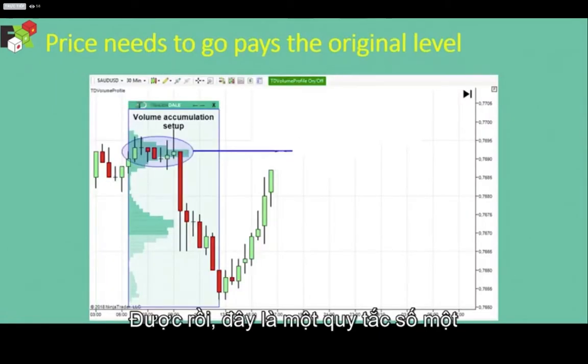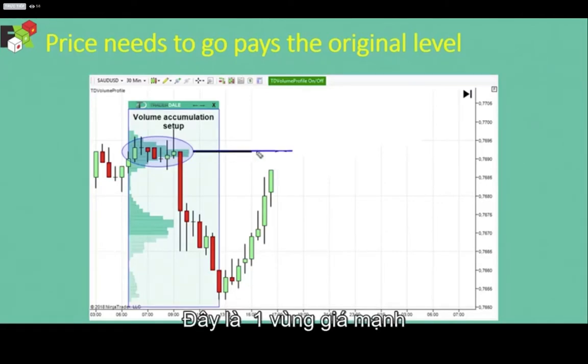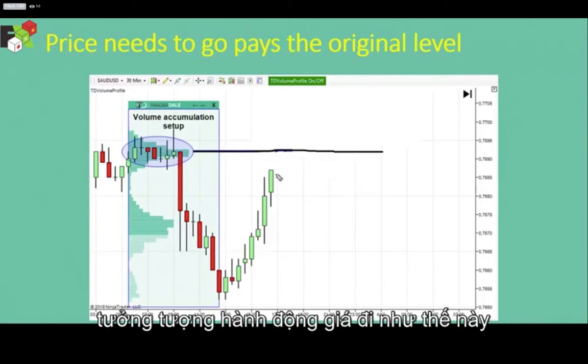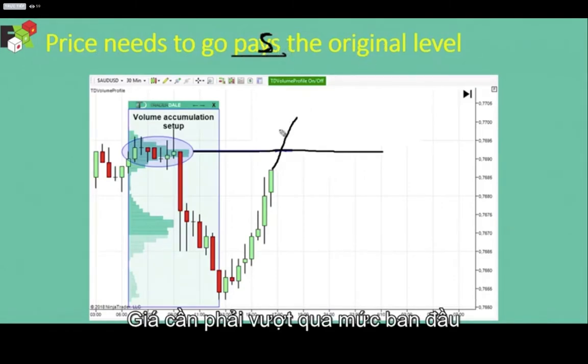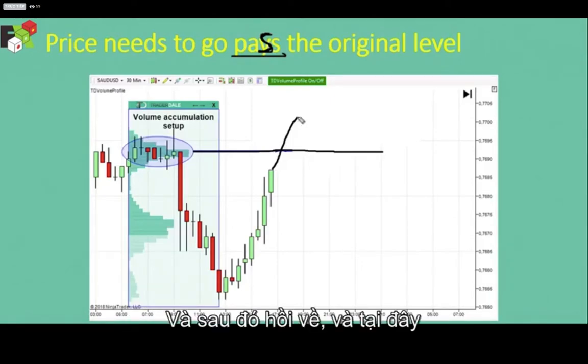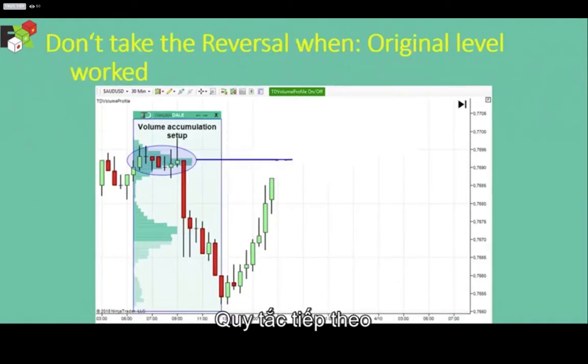Alright, so this is the rule number 1. I've already mentioned it, but let me repeat it so you have a complete set of rules. So this is a strong volume-based level, and this is a price action. Imagine that the price goes past the level. The price needs to go past the original level. And then it returns, and only then you can take the reversal trade. That's rule number 1.